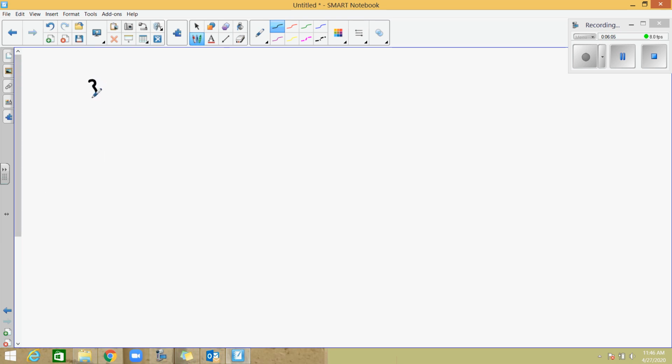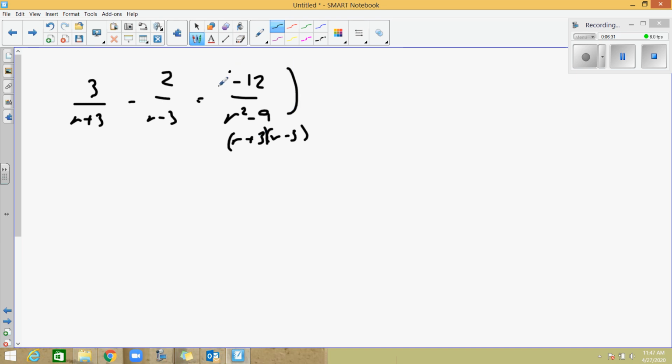Let's go: 3 over r plus 3 minus 2 over r minus 3 equals negative 12 over r squared minus 9. To find what I've got to multiply by to get my denominators out of here, I've got to take this as r plus 3 and r minus 3. So I have to factor that denominator, which means when I do the left side, I do the right side. I have an r plus 3, r minus 3 on this side, and that should eliminate my denominators.